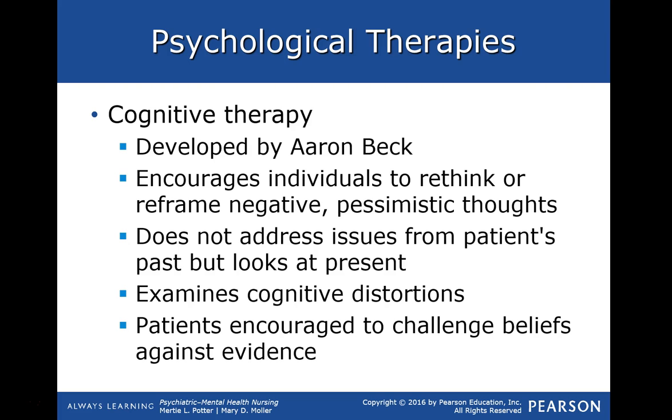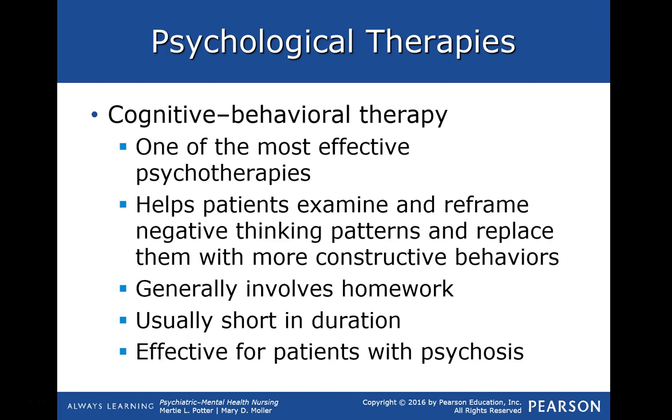Okay, then we combine them. We also have the cognitive behavioral therapy. This is one of the most effective psychotherapies that there are because we're looking at the thoughts as well as the behaviors. It helps the patient examine and reframe negative thinking patterns while replacing them with constructive behaviors. It generally involves homework, again, very short duration, and it's effective with patients with psychosis.